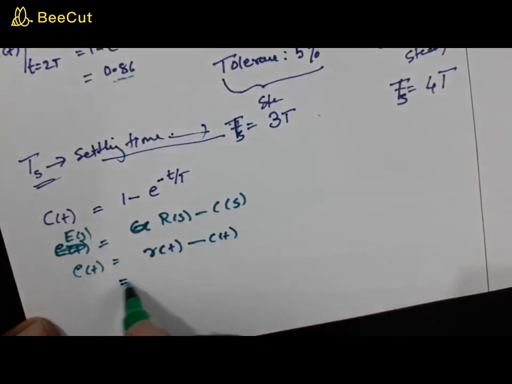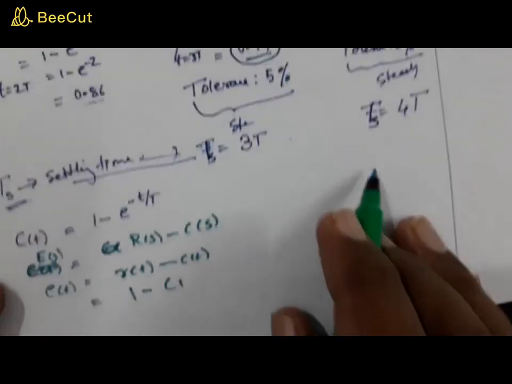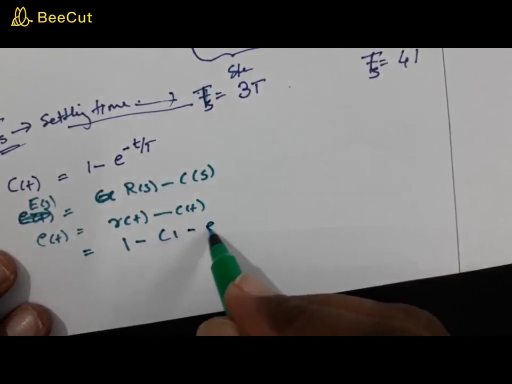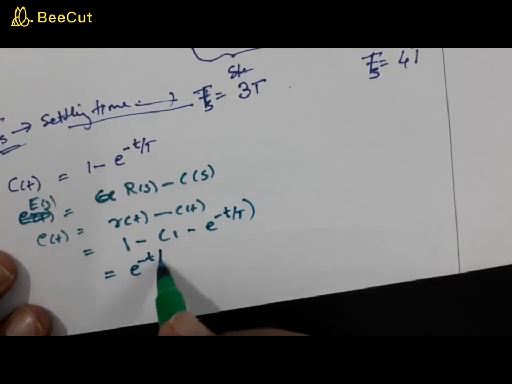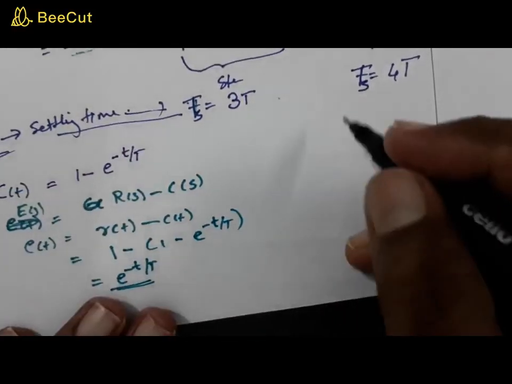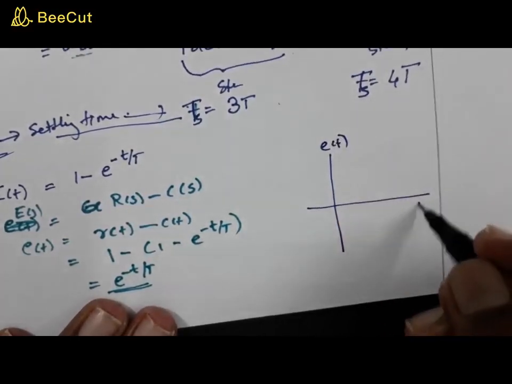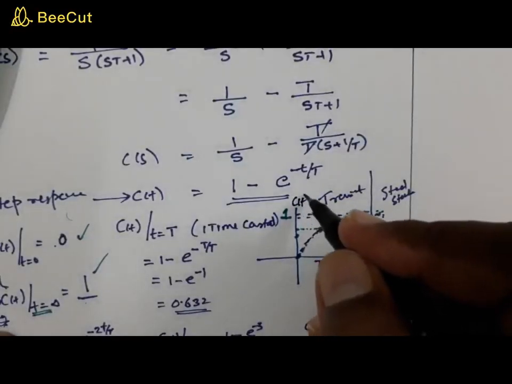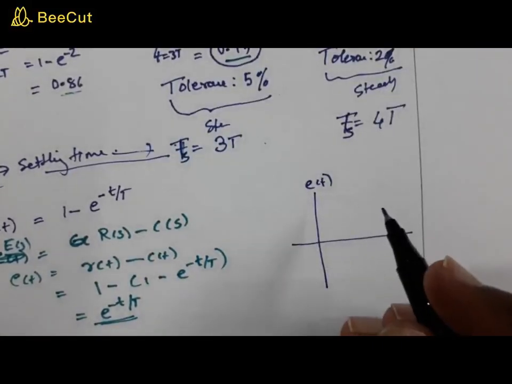Now what is your R of t? R of t is 1, right? Because the R of t you have given as the unit step. So this is 1, and 1 minus, what about this? 1 minus e raised to minus t by T, so you are going to get this as e raised to minus t by T. Now let us plot the error signal versus time. When you plot this E of t versus t, this is actually C of t versus t, while this is E of t versus t. That is, you are going to find out the error.